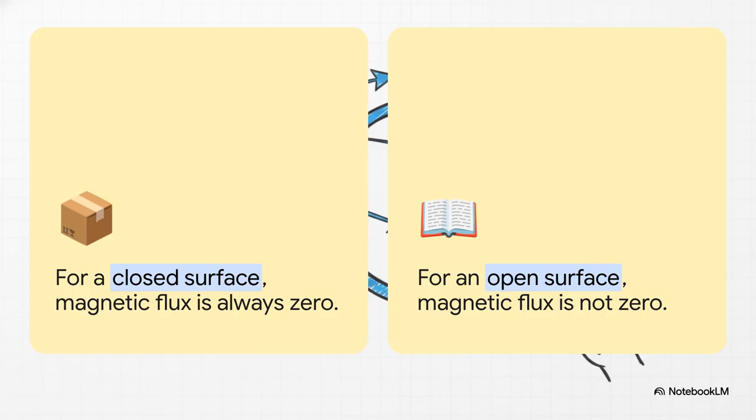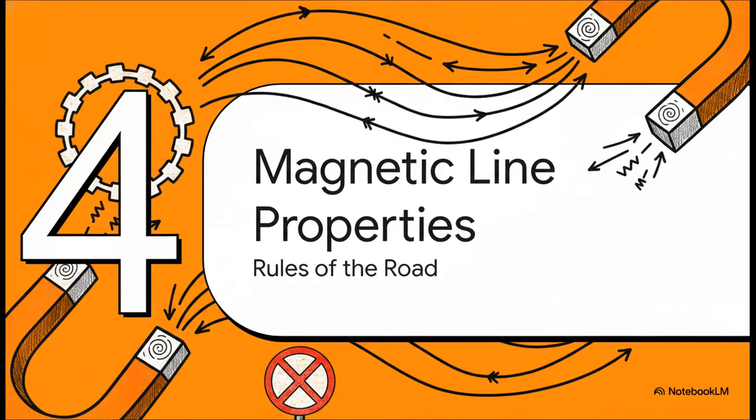But if you have an open surface, like a flat sheet of paper, the flux is definitely not zero because those lines just pass right through from one side to the other. Always keep that zero rule in your back pocket. Finally, we arrive at Section 4. Properties of magnetic lines, or as I like to call them, the rules of the road.